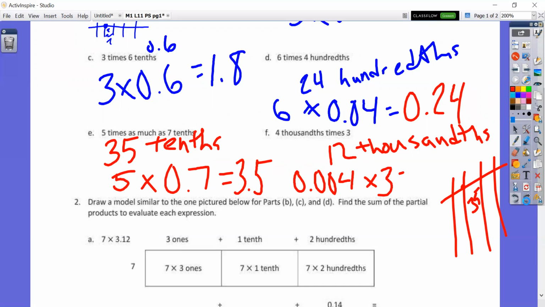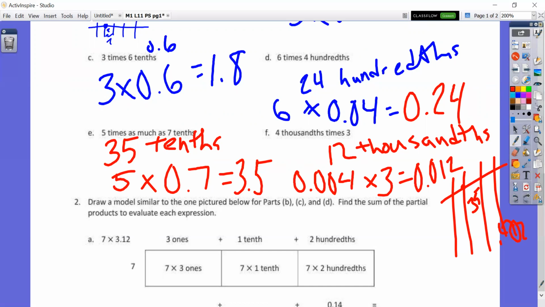So again, think about 12 in the thousandths place. That 10 of those thousandths need to be regrouped over into hundredths. So we know that 0.012. Great job. Or 12 thousandths.